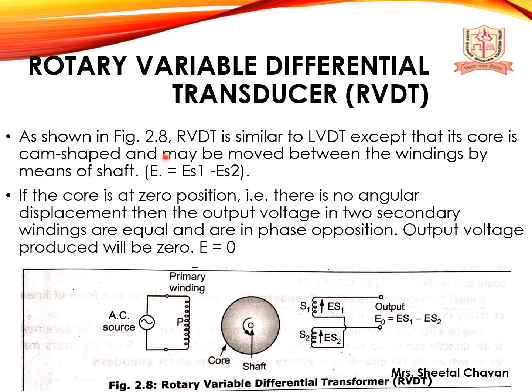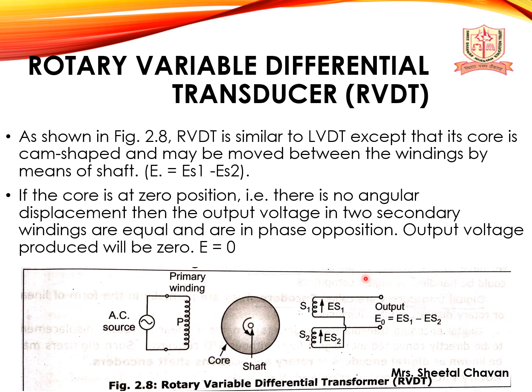As shown in figure 2.8, RVDT is similar to LVDT except that its core is cam shaped and may be moved between the windings by means of a shaft. Here the equation is E = ES1 minus ES2. If the core is at the zero position, that is, there is no angular displacement, then the output voltages in the two secondary windings are equal and in phase opposition. So the output voltage produced will be 0, that is, E = 0. If the core is in a steady condition, the output will be 0.